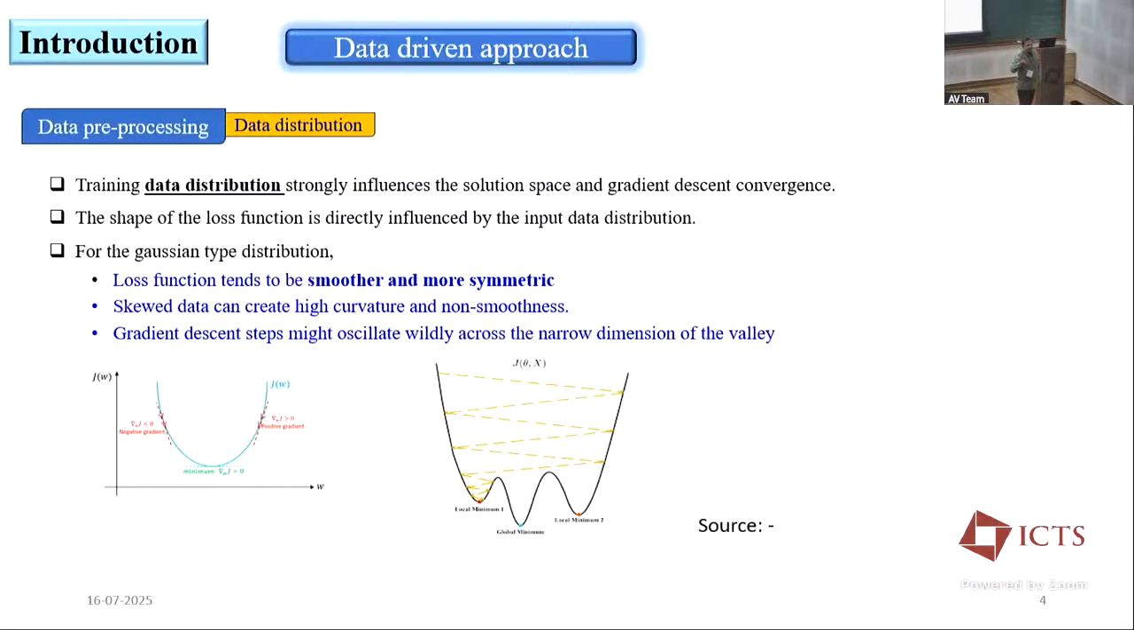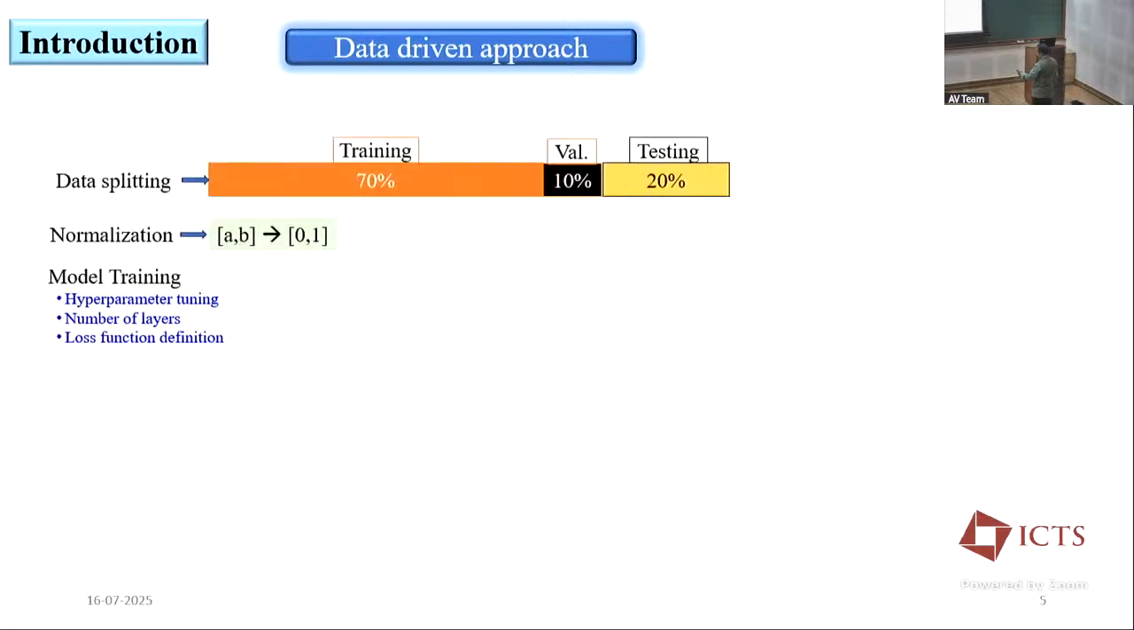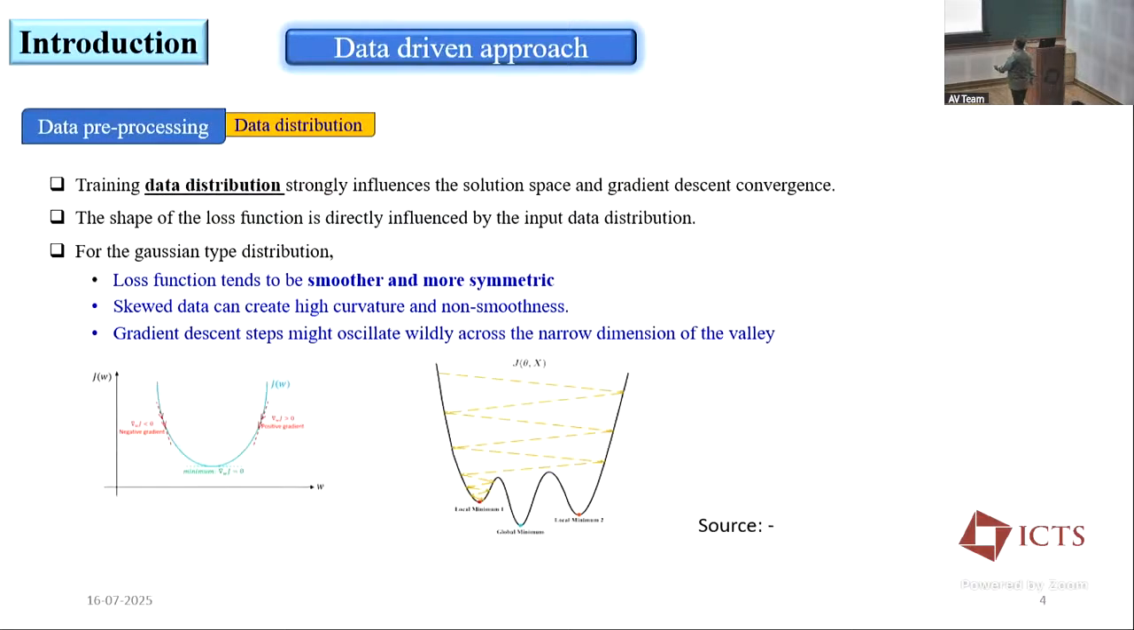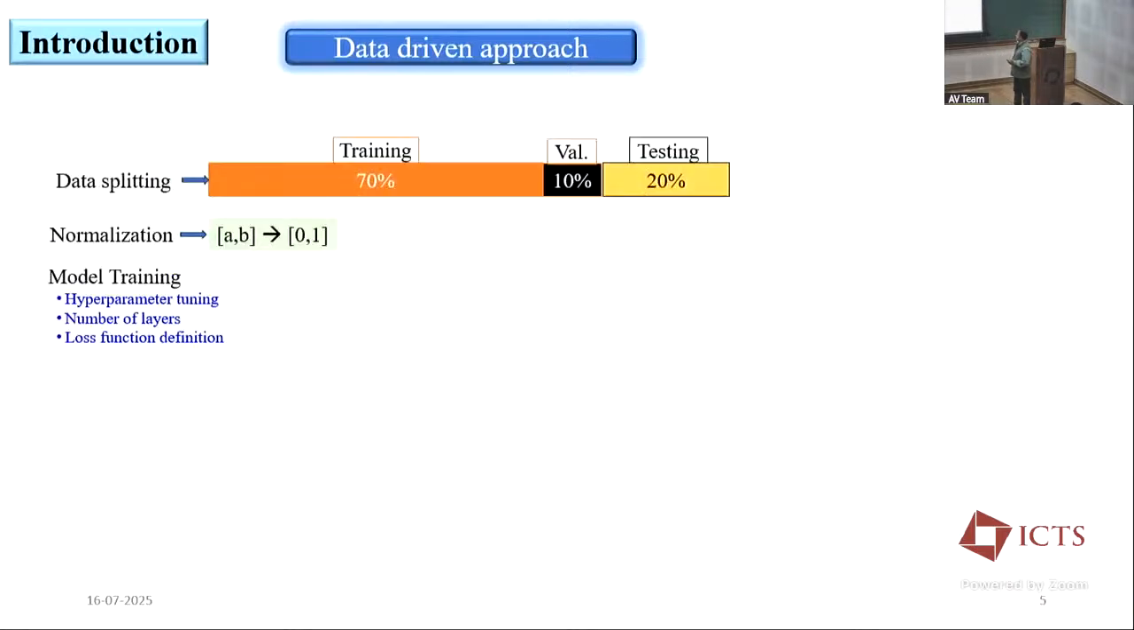So we will have many local minima, and the solution will oscillate in this way. Then you say, oh, your training loss is going up and down, up and down. It is not converging properly. So that's why we first have to make the data distribution in a proper form.